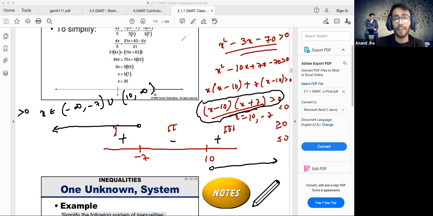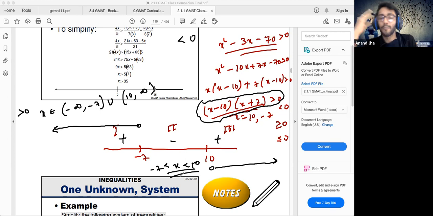For the same problem, they could have asked less than 0. Straightforward: x greater than minus 7, less than 10. That's it. So factor the quadratic equation, plot the number line, plot the roots, take any number of your choice in each range. Take any number more than 10, any number between minus 7 and 10, any number less than minus 7 and see the region accordingly.